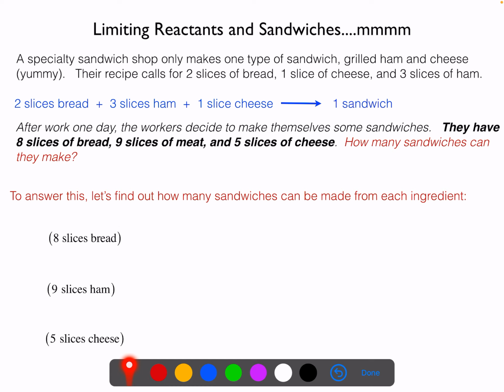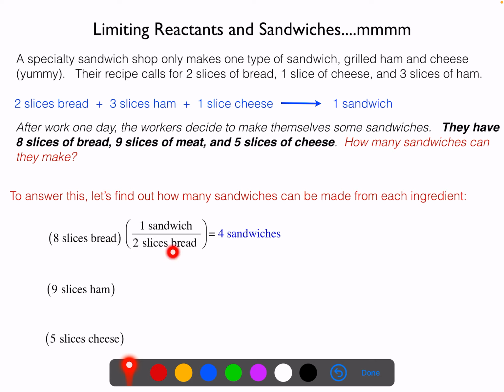So 8 slices of bread, 9 slices of ham, and 5 slices of cheese. And we're going to ask ourselves, how many sandwiches can be made from each ingredient? So if we have 8 slices of bread, how many sandwiches can we make? And the way we would answer that is with a mole to mole ratio. So 8 slices of bread, right? This is what we have.